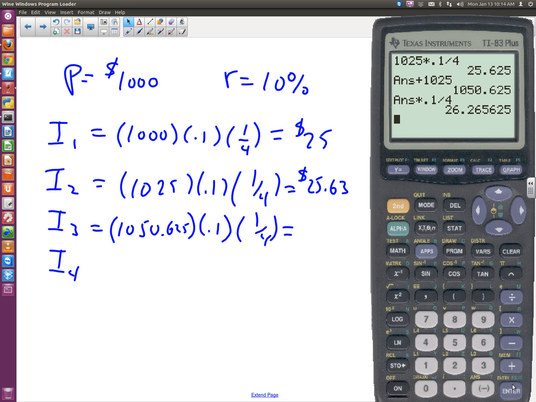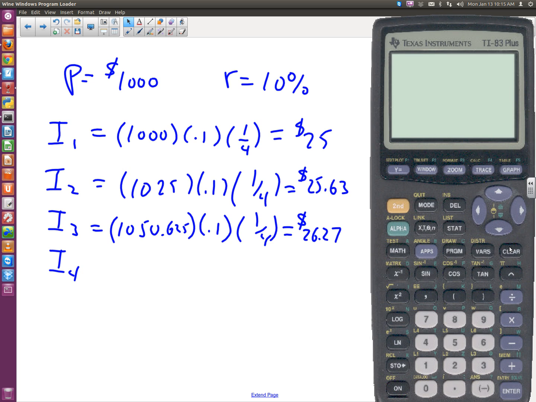Now it's 2627, right? Now, look, there's going to be lots of round-off error going on here. I really want to avoid this. Right? This is not a good way to do this. So I'm going to do it this way. I'm going to say this. Aren't I really doing 1,000 times 1 plus 0.1 divided by 4 to the 1, to the 2, to the 3? Isn't this the same thing? This is the exact same thing.